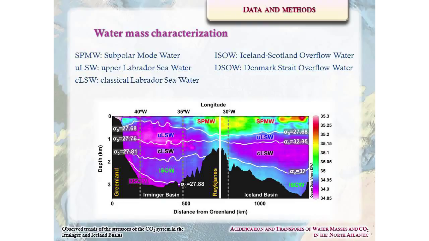The changes in the variables of the seawater CO2 system were determined for the main water masses sampled in the Irminger and Iceland basins. We used this water mass methodology to keep to a minimum the variability of the properties within its layer. In the figure I represented the limits of the water masses and the basins considered in this study, plotted on the mean salinity of the section.